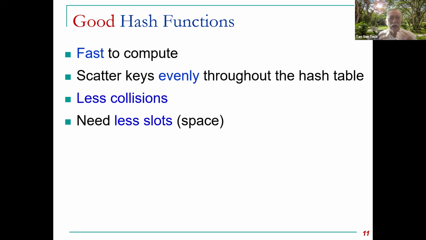A good hash function should scatter the keys evenly throughout the hash table, and that should result in fewer collisions. And it should save space. You don't want to create a big memory space for the table just to have fewer collisions, that is not a good thing to do. So you should need fewer slots inside the hash table.